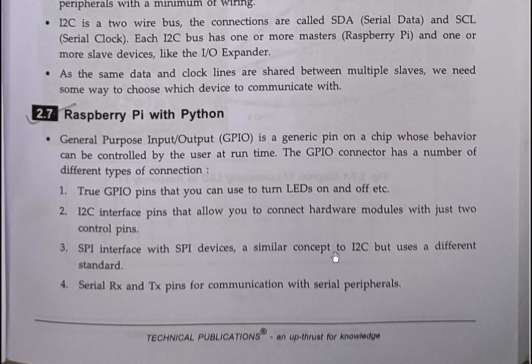The general purpose IO pin is a generic pin on the chip whose behavior can be controlled by the user at runtime. The GPIO connector has a number of different types of connection. True GPIO pins can be used to turn LEDs on and off. I2C interface pins allow you to connect hardware modules with just two control pins. The SPI interface is a similar concept to I2C but uses a different standard. Then we have the RX/TX pins for serial communication.